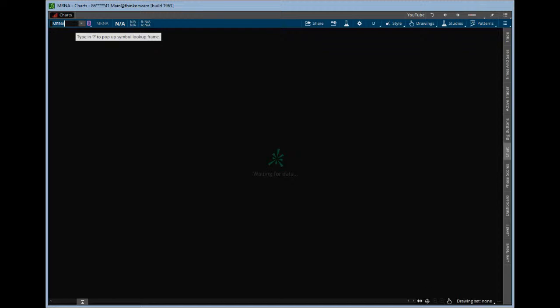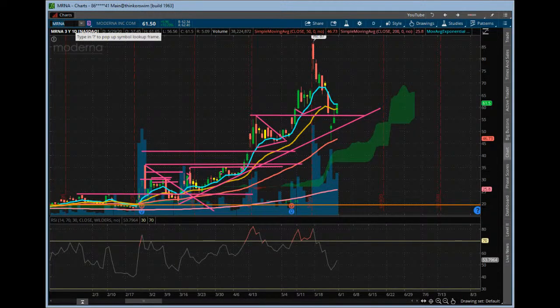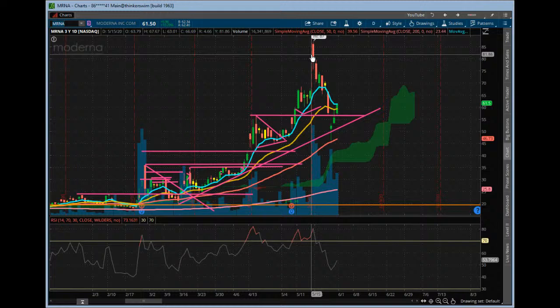mRNA. Interesting how mRNA had that huge move up. See that big gap up right here? Had this huge move up on that a couple Mondays ago about finding the cure to Corona, et cetera, et cetera. And then it was just riddled with bad news after that. Did an offering right after it.